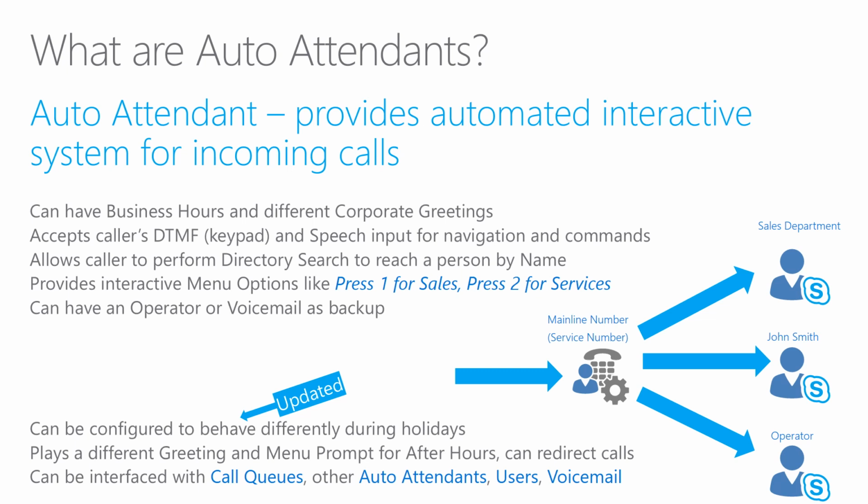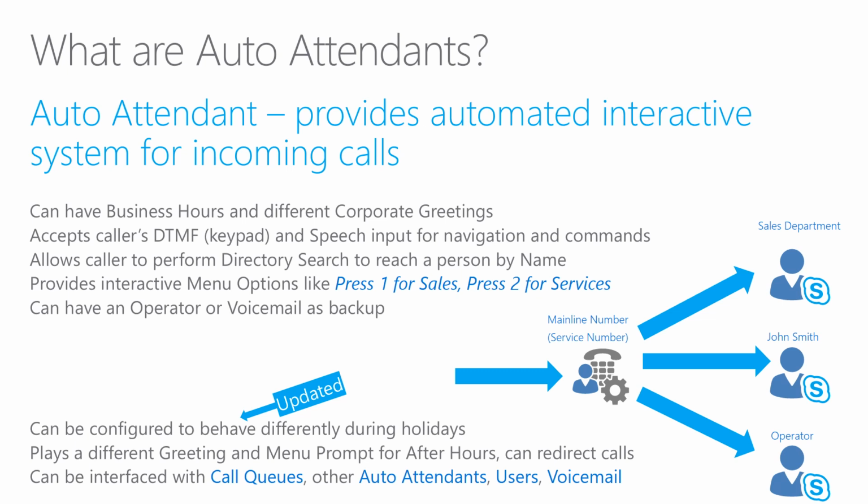Auto attendants are a little bit more intelligent than a call queue because you can provide options. Just like a call queue, a number is assigned to the auto attendant. The auto attendant picks up and can provide information like, hey, press 1 for sales, press 2 for services. We also support speech to text, so you can also say sales for sales, say services for services, things like that. Then they can send to either a call queue, to a user directly, or you can provide a backup operator.